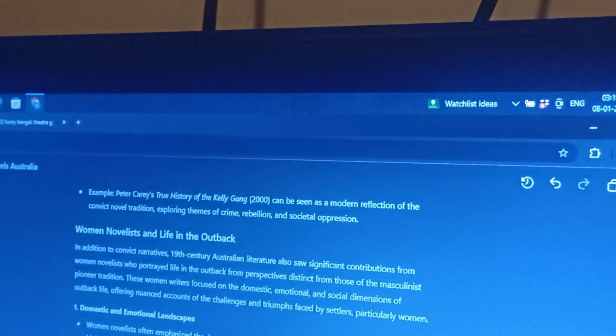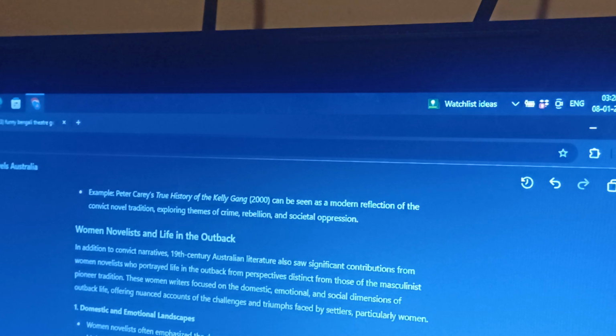Women novelists and life in the outback. In addition to convict narratives, there's a question: how did 19th century women novelists delineate life in the outback from a perspective quite different from what masculinist pioneers did? In addition to convict narratives, 19th century Australian literature also saw significant contributions from women novelists who portrayed life in the outback from a perspective distinct from that of the masculinist pioneer traditions.